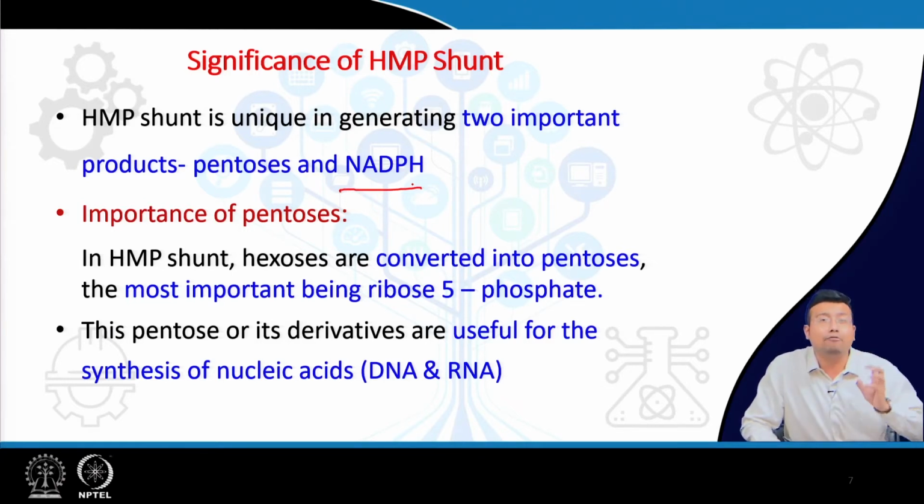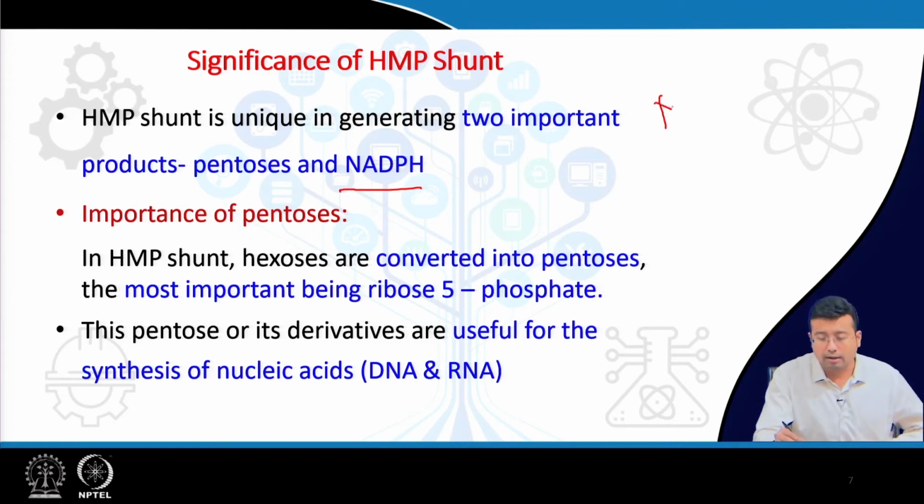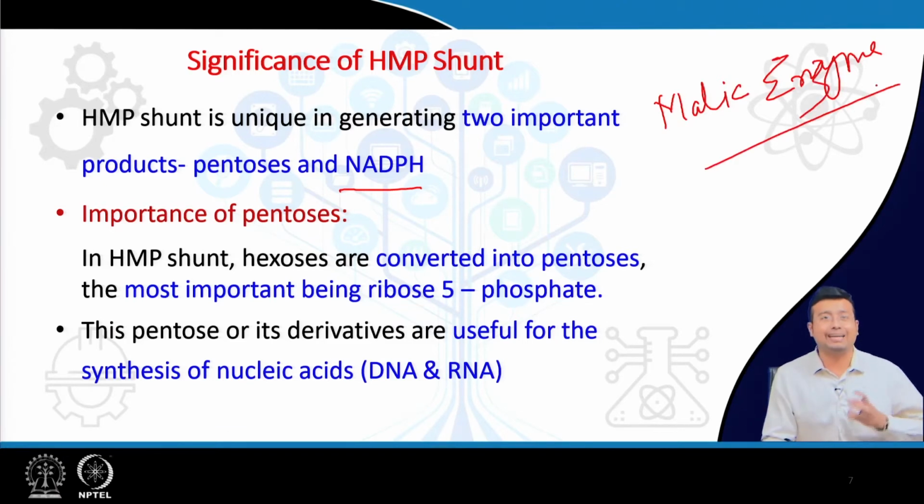That is, more than 95% of the body's NADPH is produced by the hexose monophosphate shunt, and less than 5% is produced by malic enzyme. Malic enzyme, not malate. Okay, malic enzyme. It's quite different. So, what is the importance of pentose?